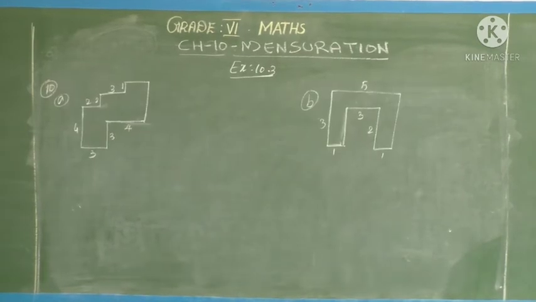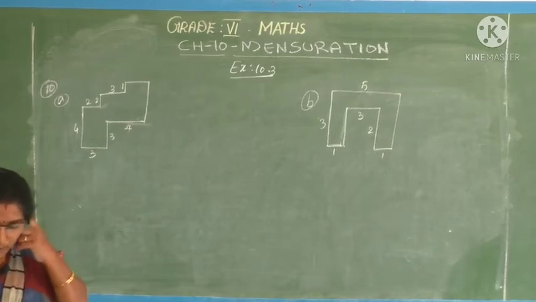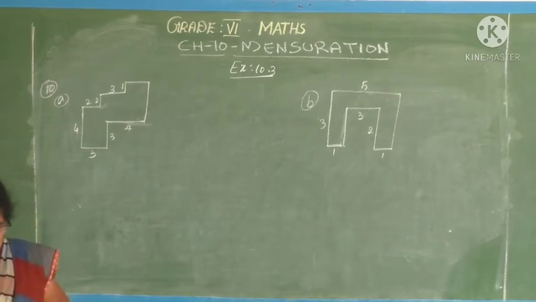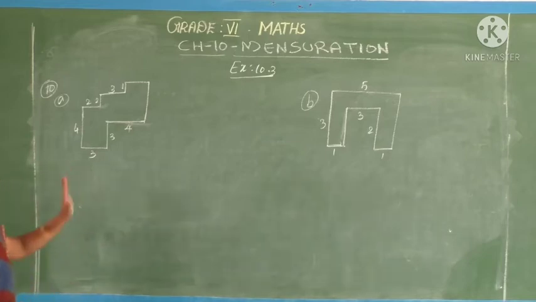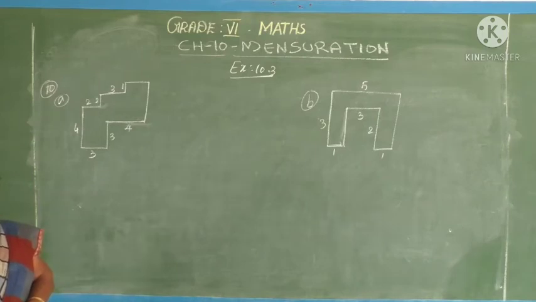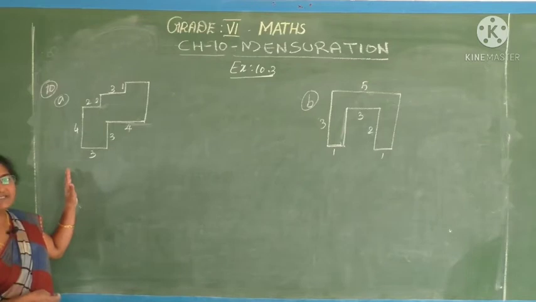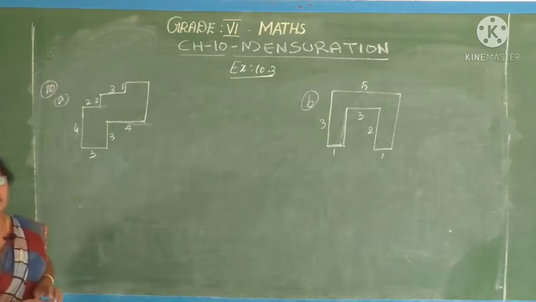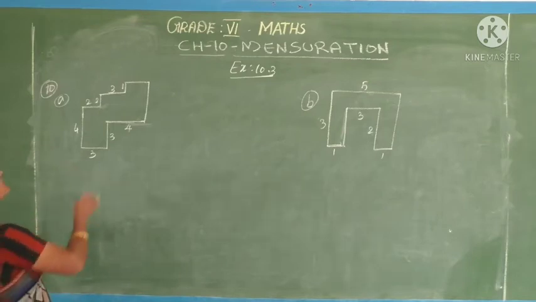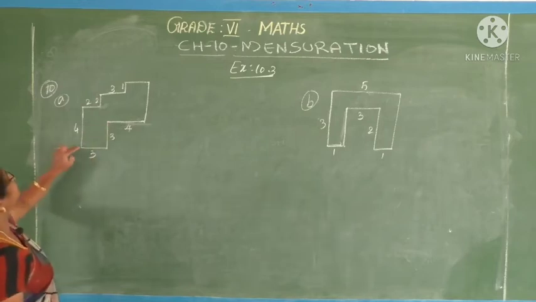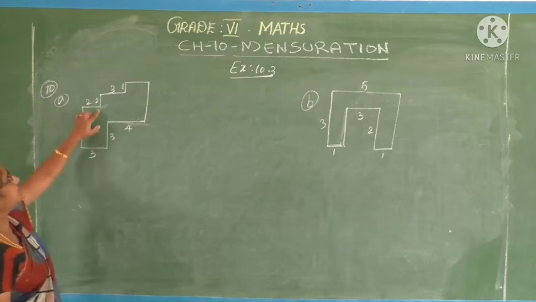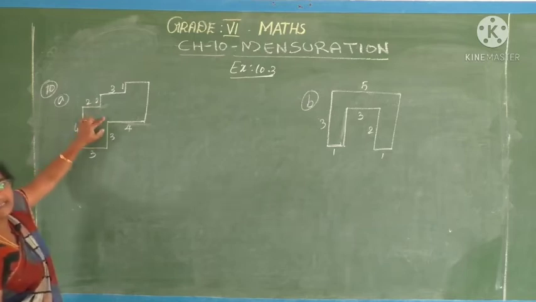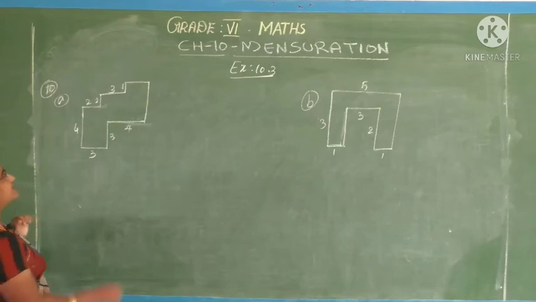Okay, 10th question. By splitting the following figures into rectangles, find their areas. The measures are given in centimeters. The first figure is this one. We have to divide this figure into rectangles according to the measurements, and then find the area. So we split first. Here 2 centimeter, this is 3 centimeter. Here there is a small part, so first we can split this one.